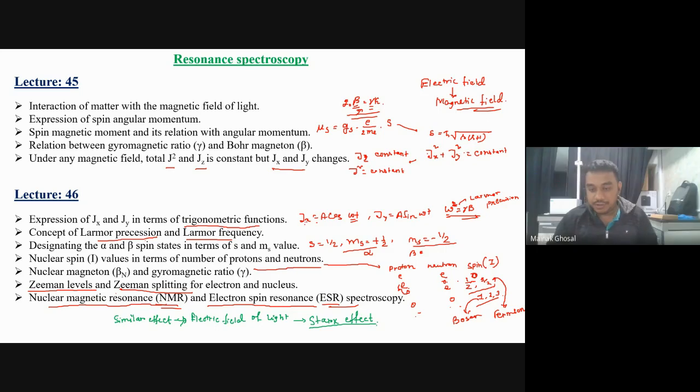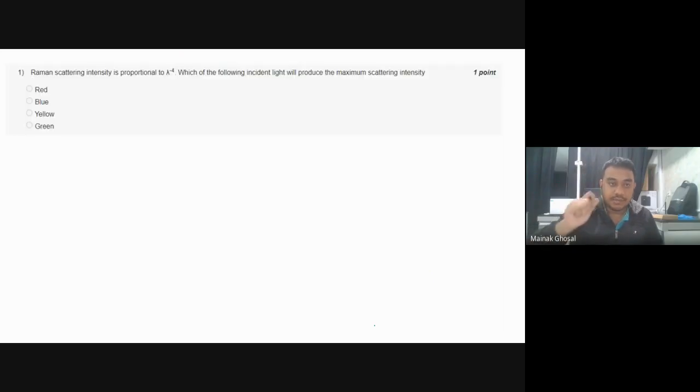Okay, so I'm moving to questions. This is my first question. Raman scattering intensity is proportional to lambda to the power minus 4. So which of the following incident light will produce the maximum scattering intensity? Red, blue, yellow, or green. So what could be the answer?